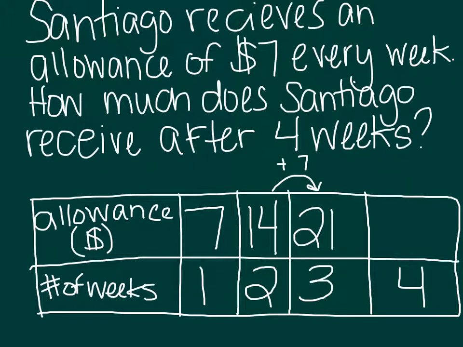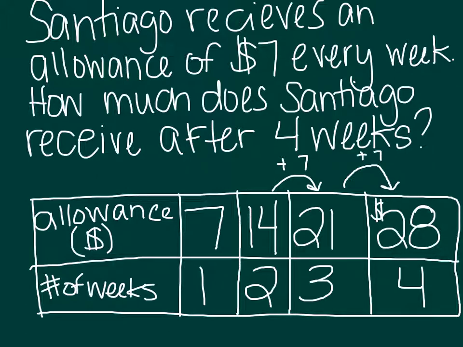Or I know I make $7 a week. This is my 3rd week, so I can also do 7 times 3. Now to finish it up, because our question's asking us after 4 weeks, I can do 21 plus 7, and I get $28. So after 4 weeks, Santiago makes $28 as his allowance.